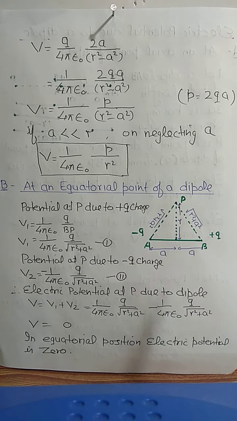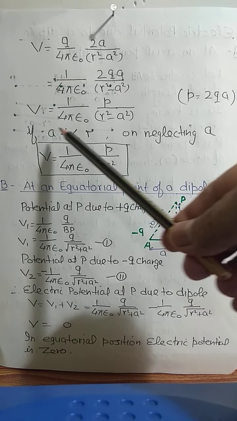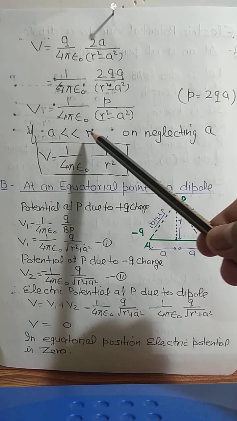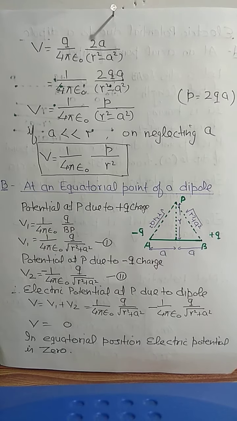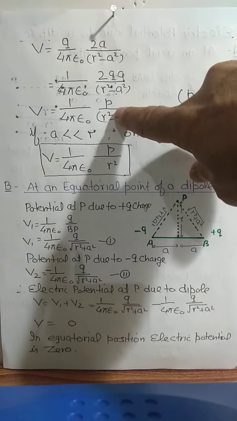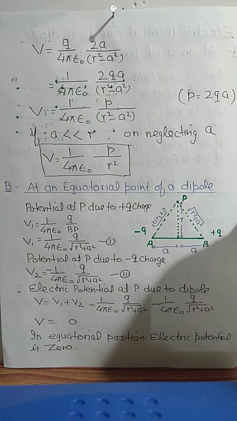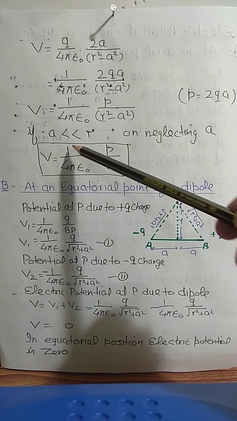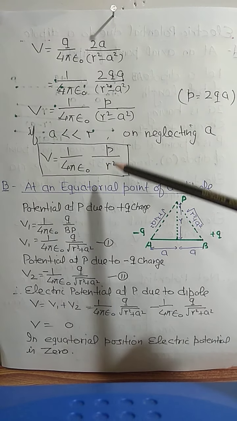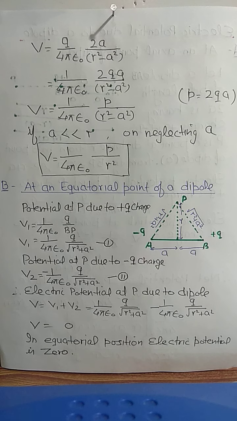Like the previous case, if A is very small as compared to R, on neglecting A, what we will get? This will be out. Yes, and we will get V is equal to 1 upon 4 pi epsilon naught P upon R square. Clear? This is the formula for potential due to a dipole in axial position.